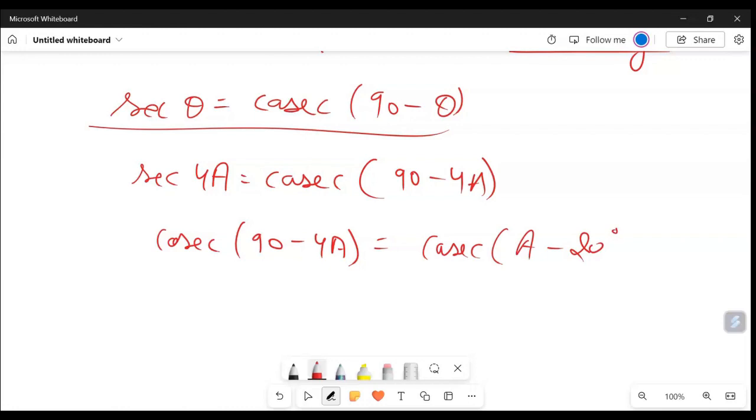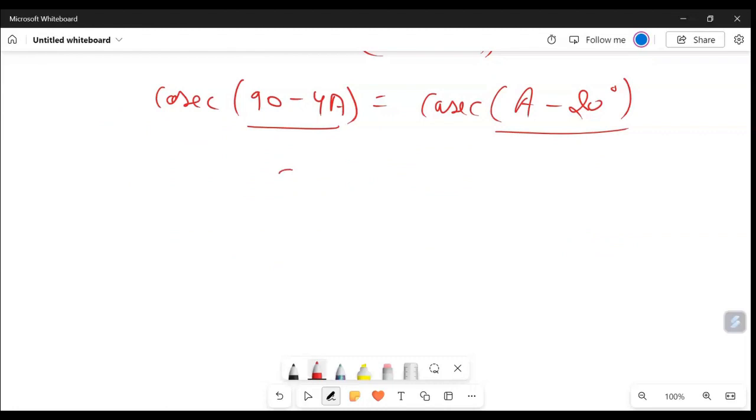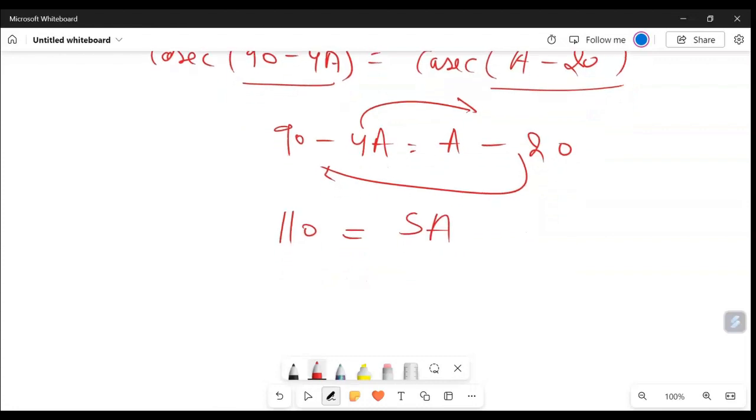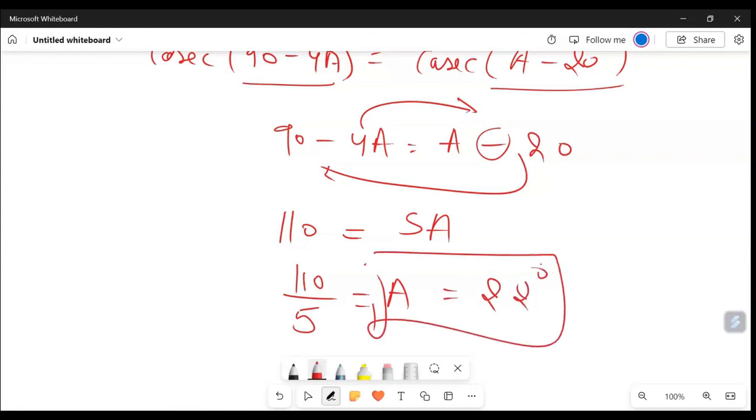Now we will compare both the sides. 90 minus 4A is equal to A minus 20. This 4A goes there and this comes here. So 110, 90 plus 20 is 110. 4A plus A is equal to 5A. Because this is negative, so there it goes positive, and this is also negative, so it comes here positive. So 110 upon 5 is equal to A. So A is equal to 22 degree. That's your final answer. I hope you get it.